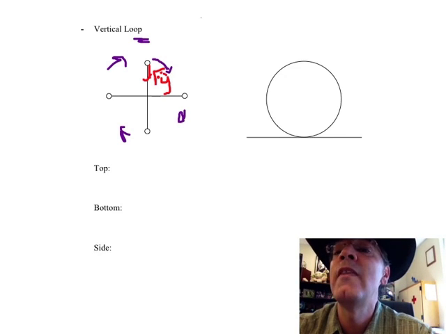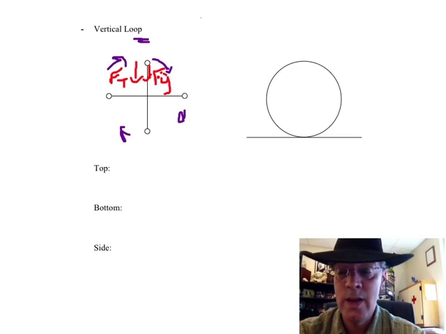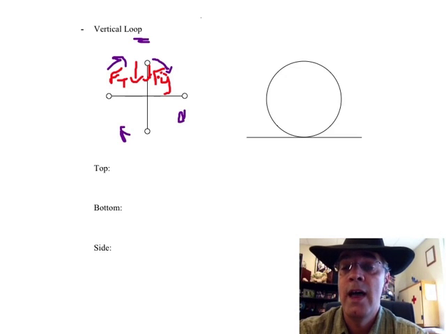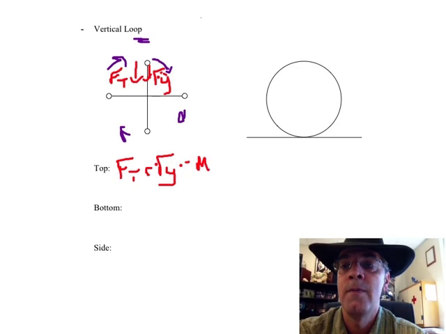And since my rope is going down at that point too, my other force, which is force tension, is also going down. Since they're both going down there, I know that that's my sum of the forces, and that's all I have. So I basically say that force tension plus force of gravity equals mv squared over r at that point.